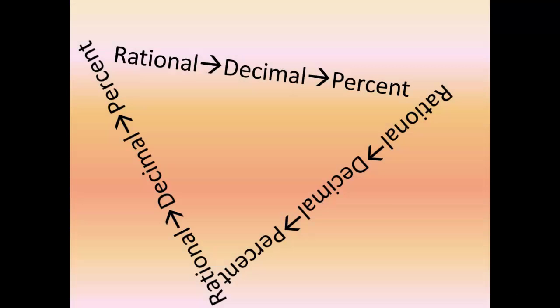A quick review of changing between rational forms, including percent. Fractions to decimals and decimals to fractions. You all know this, but let's just review really quickly. If you have a fraction, you divide, and that produces the decimal equivalent. There you go. Now, if you have a decimal, you change that decimal to its fraction form.